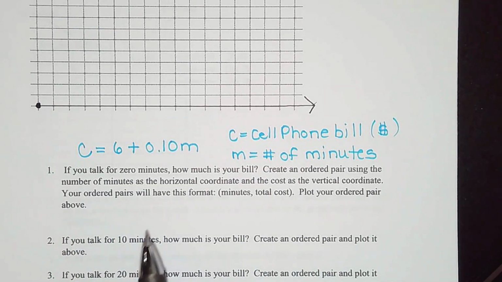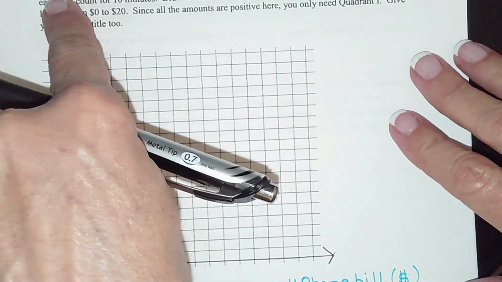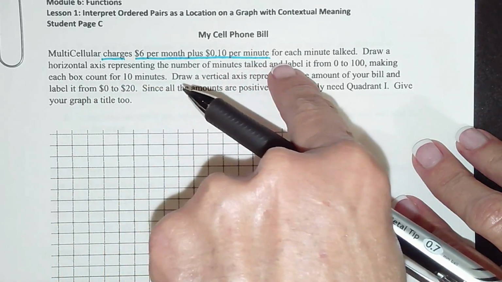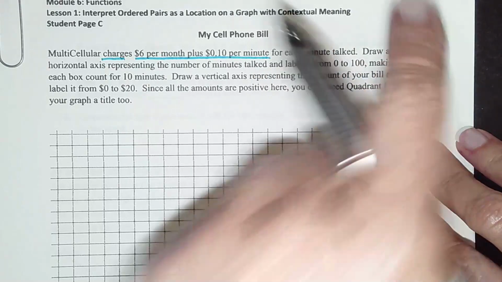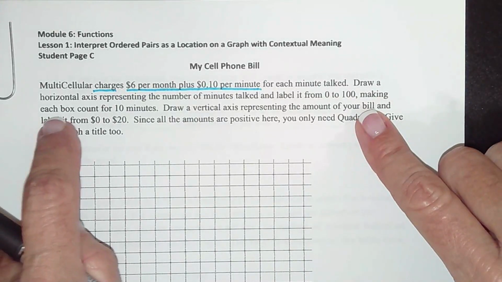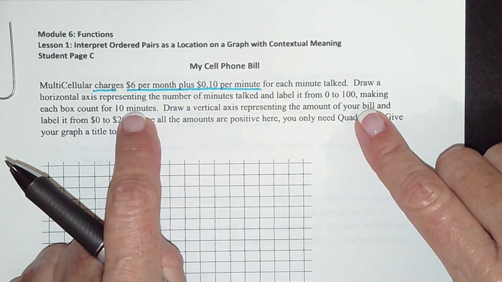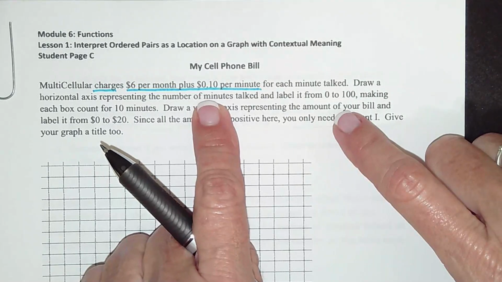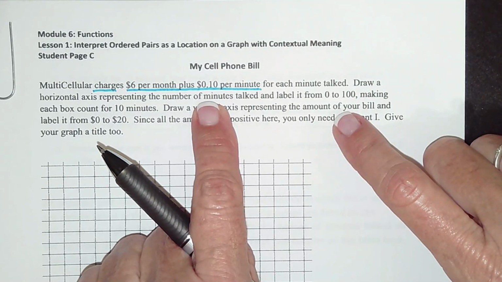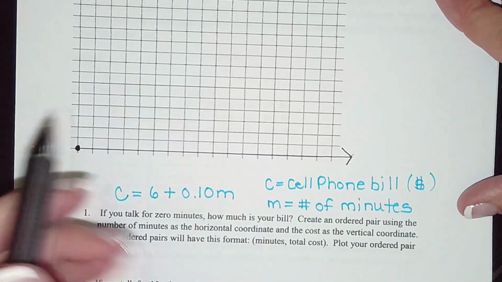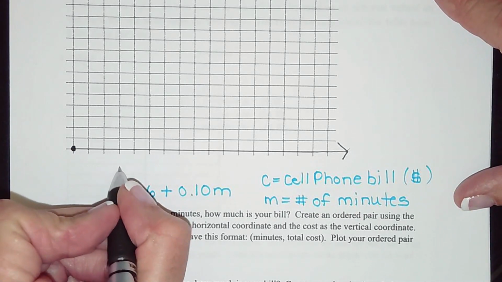And in this problem, it says horizontal axis representing the number of minutes talked and label it 0 to 100. Oops, didn't finish doing it. Making each box count for 10 minutes. So horizontal axis, call it number of minutes, and axes always have to be labeled with what they represent. And then 0 to 100 going by tenths. So down here we're going to write number of minutes.